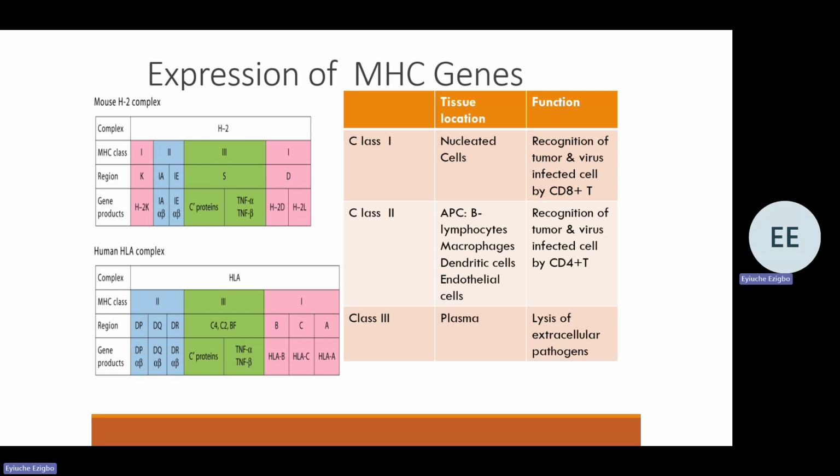We also have the class 2 molecules, expressed on antigen-presenting cells: B lymphocytes, macrophages, dendritic cells, endothelial cells, which recognize infected cells by CD4. Then the class 3 molecules are located in the plasma, and function in lysis of intracellular pathogens. On one hand, we have the complex again, as we showed in the earlier diagram, the genetic regions of the genes and the gene products.